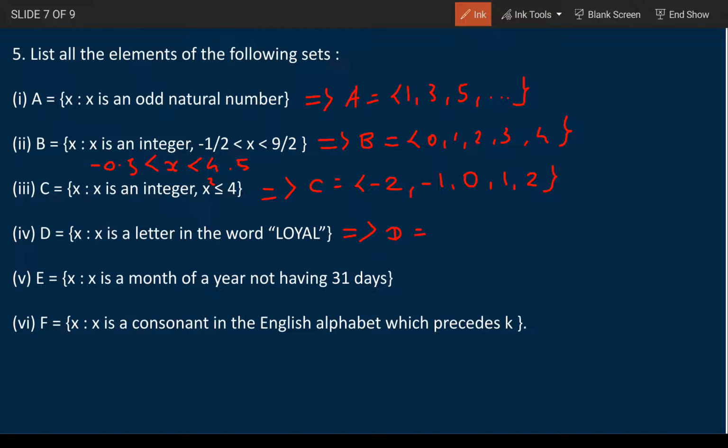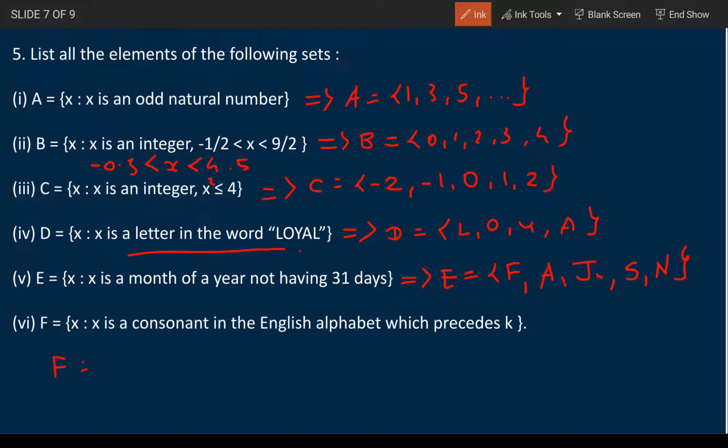D, we have x is a letter of the word loyal. So repeating letters are written only one time. So L, O, Y and A. L is also repeating, so we cannot write it again. We have E is equal to x, x is a month of the year not having 31 days. So we have the months February, April, June, September and November.